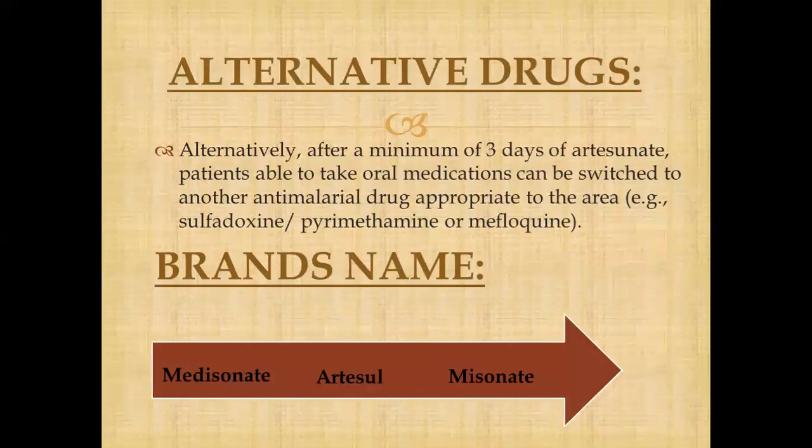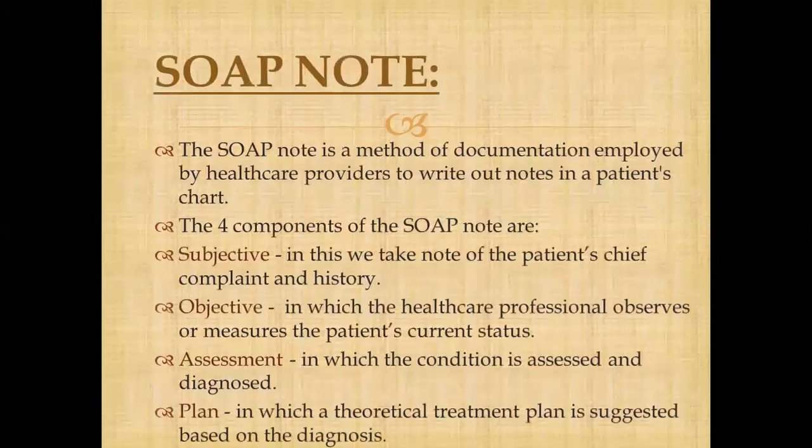Now we have alternative drugs. What are the alternative drugs of artesunate? Minimum after 3 days of artesunate, the patient is able to take other oral medications like sulfadoxine, pyrimethamine, or mefloquine. Brand names: Medisunate, Artesuel, and Mizonate. These are according to the prices, and prices are not mentioned as such.